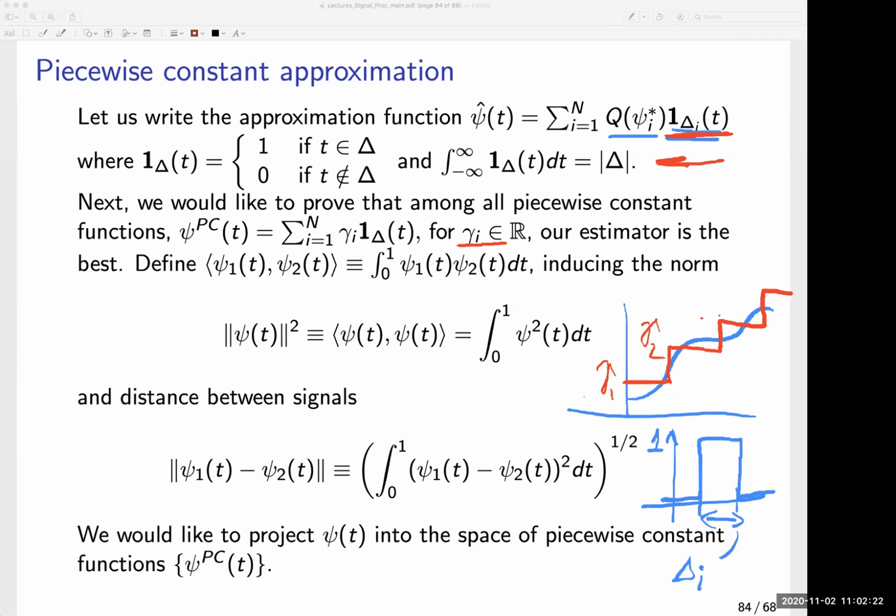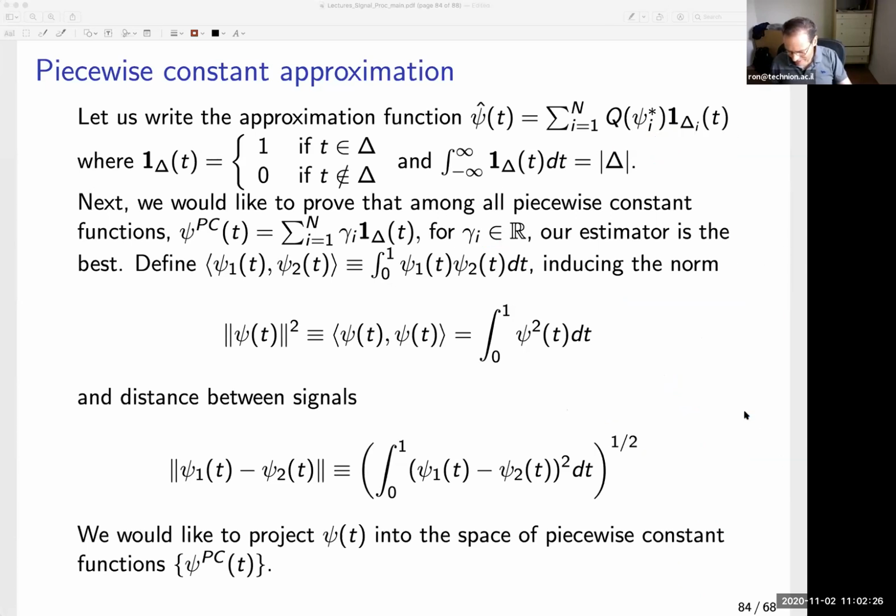Okay. So the question is, how do we do that? And the answer, so let me go over that. Remember how we define the energy, and let me also define the distance between two signals. This definition of the distance is just integration over the square difference of the signals between two points, and we obviously have to take the square root at the end.